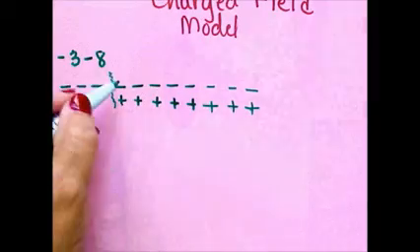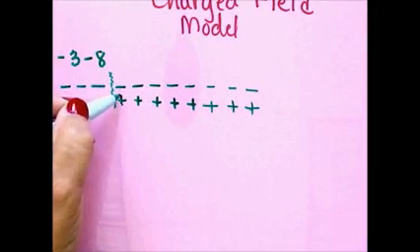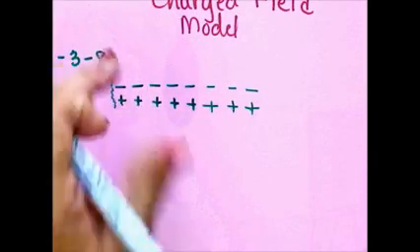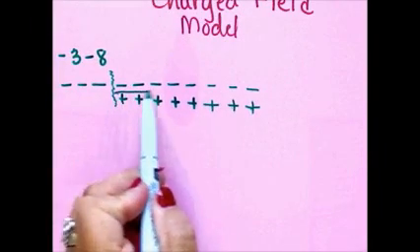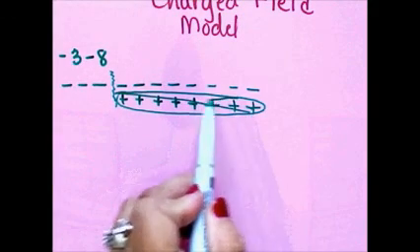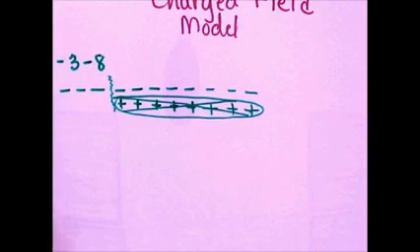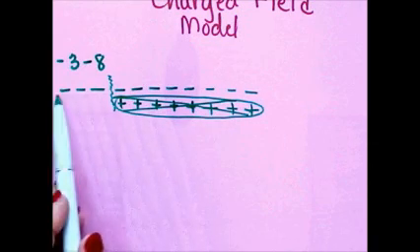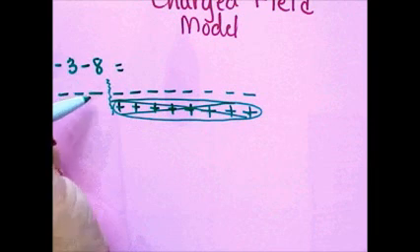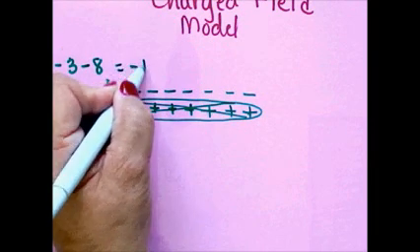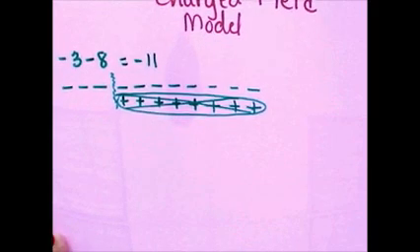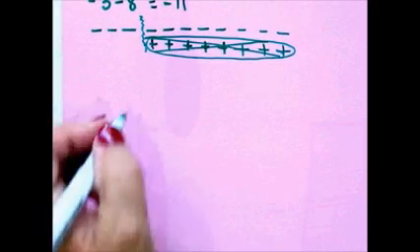Now these are all 0 pairs, but I added 0 pairs here. So now I have to be able to take away 8. So if I take away 8, that's getting rid of these. So I'm just going to put an X through them. And then I'm left with all of these negatives. And if I count those up, I have 8, 9, 10, 11 negatives. So that negative 3 minus 8 is negative 11. Okay?